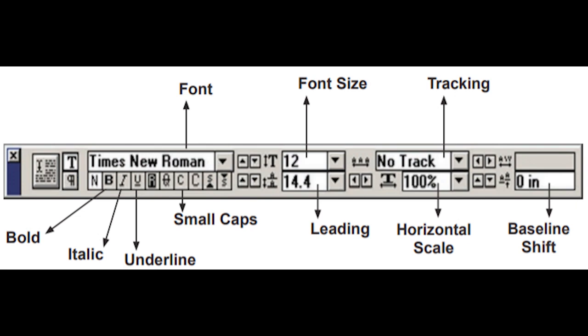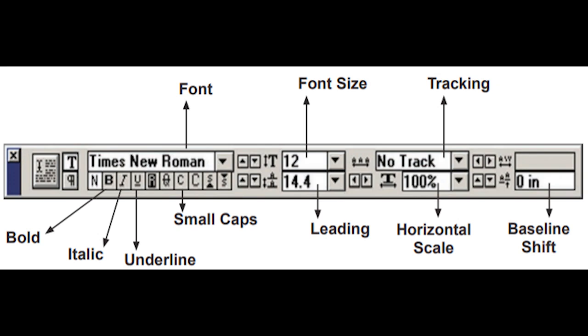Okay, in this palette we'll have the font style. Here they have given Times New Roman, and then the font size, here it is given as 12, right? That is the font size. And then tracking details, here they are giving no tracking, and then baseline shift, horizontal scale, leading, small caps, underline, italics, bold. These are the tools in the character control palette.